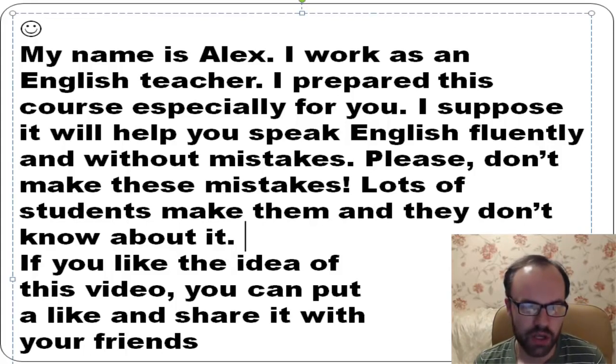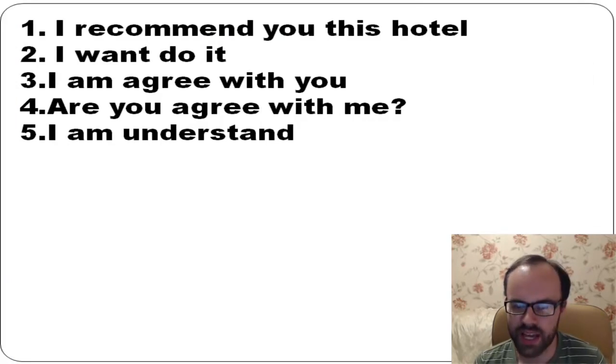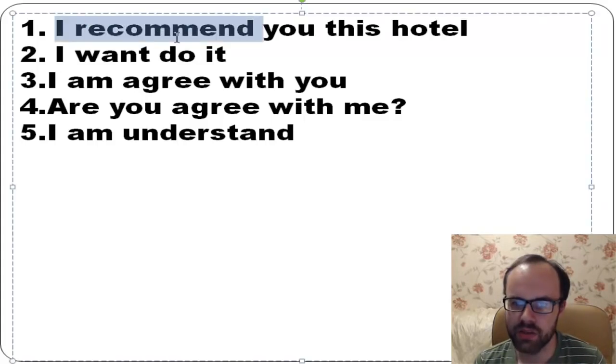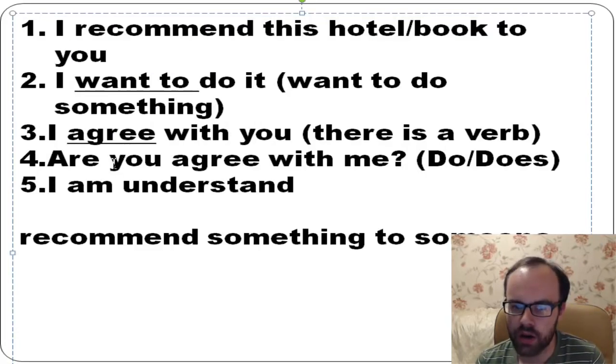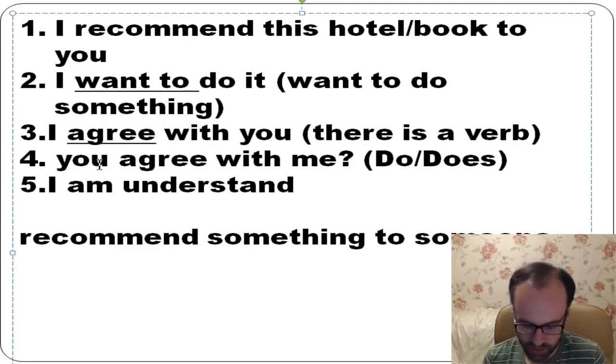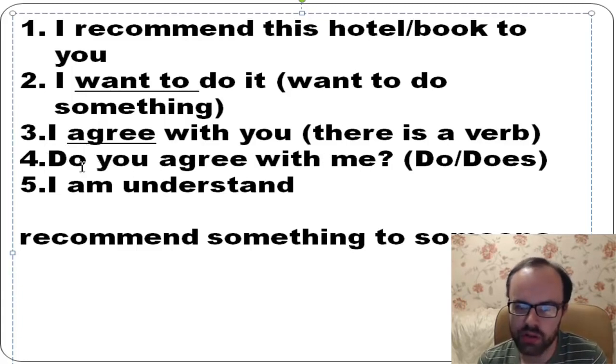You'll see a list of 200 sentences, and there is a mistake in each of these sentences. For example, look at the first sentence: I recommend you this hotel. It isn't correct. With we, you, they, I, you, if you have you, you need to use do. Do you agree with me? Only this way. Do you agree with me?